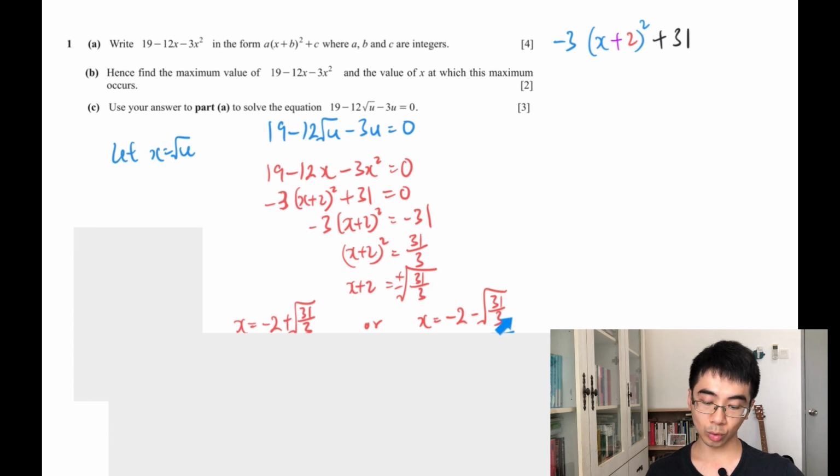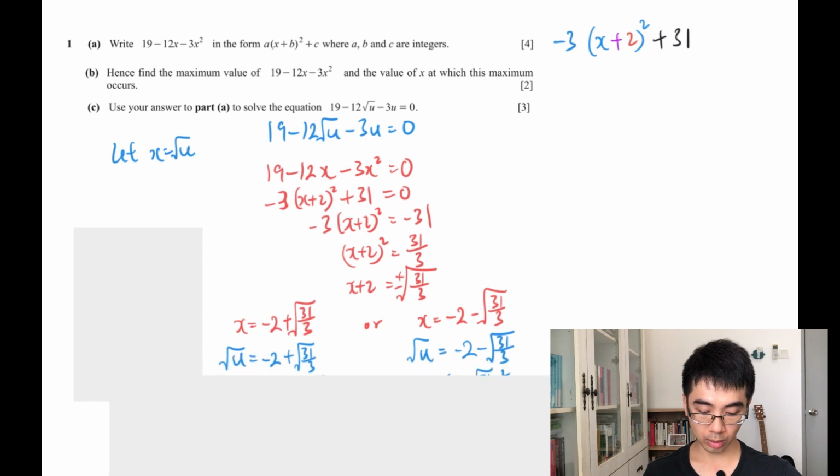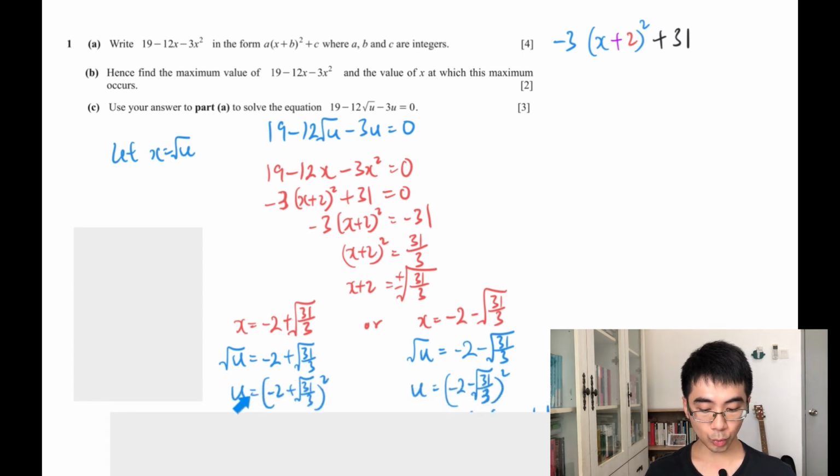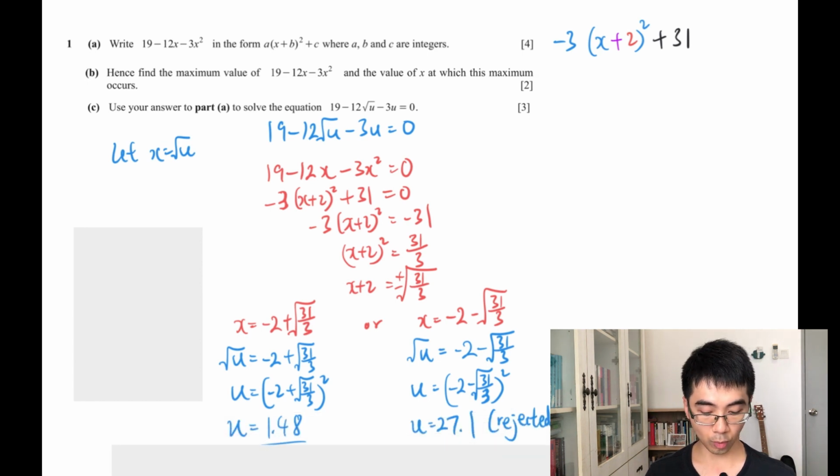However, we don't want to find the value of x only. We want to find the value of u. So here we need to substitute back x is square root u into these two answers. So square root u is this, or square root u is that. Then we can take square on both hands. So we can have something like this. U can be this bracket square or that bracket square. And then you just use your calculator, you will have two answers. So be 1.48 or 27.1.